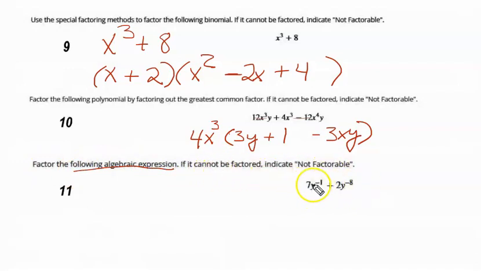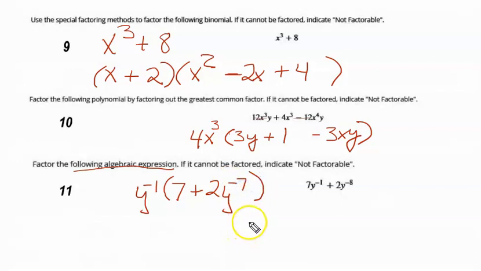Now, this one I looked at, and they're asking us to factor the following algebraic expression. And what's common here? Well, out of both of these, we could take out a y to the negative 1. And that would leave here a 7 plus 2y to the negative 7. Now, I'm not sure they'll allow negative exponents. That would be 1 over y to the 7th, like so, plus 2 over y to the 7th, like so. So now we don't have negative exponents anymore, but maybe this is all they wanted.